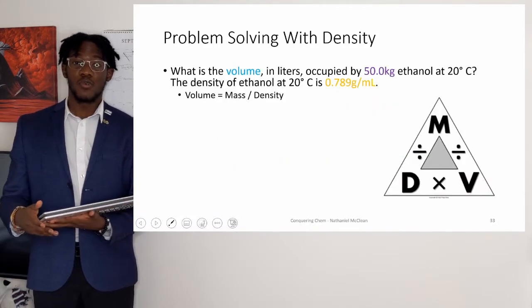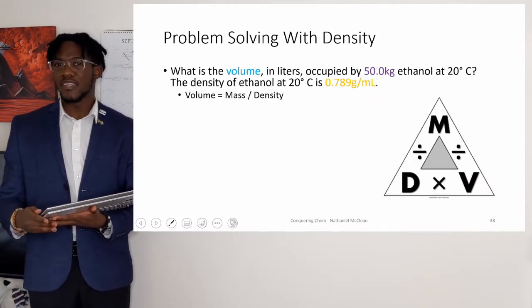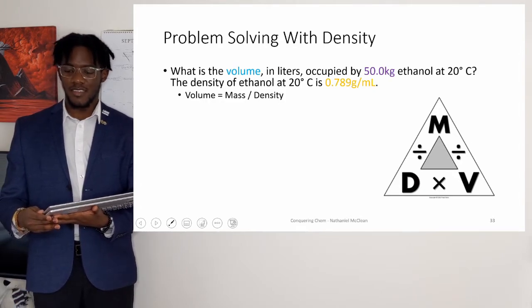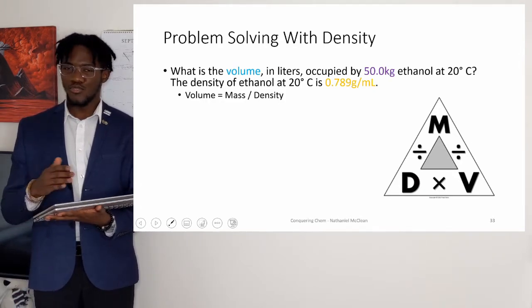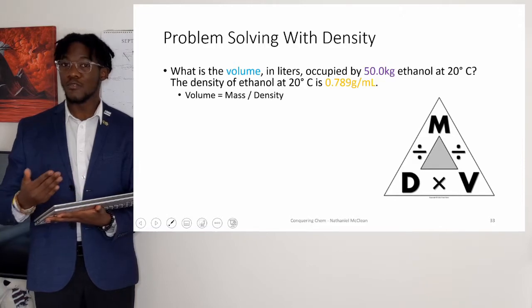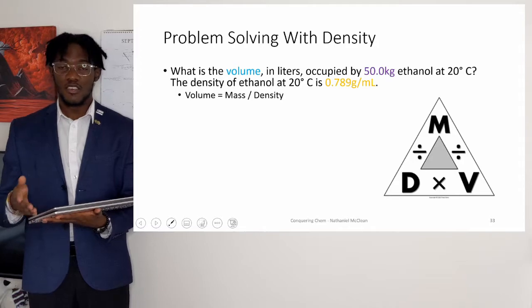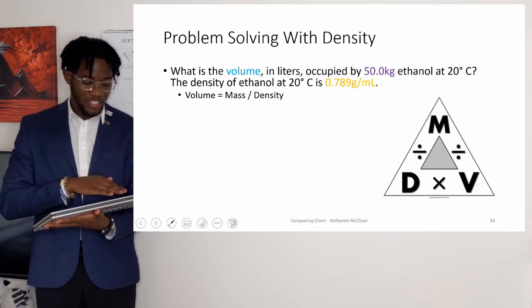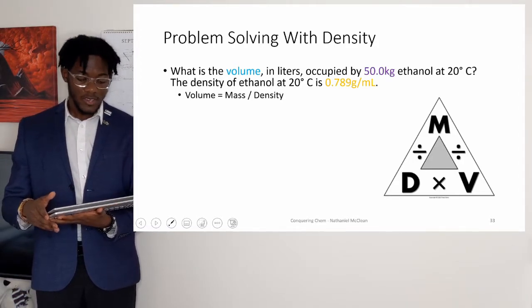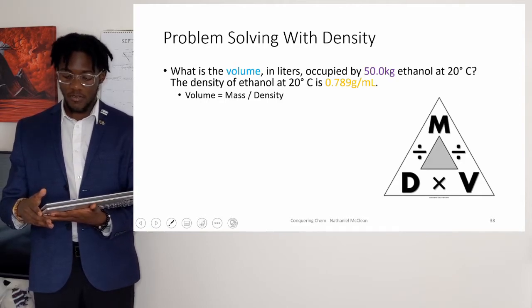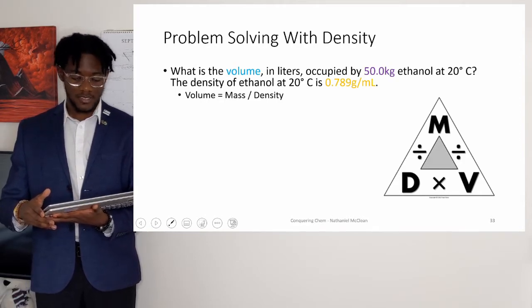Now, moving on to this question, a little bit simpler, but it can still be tricky depending on how you look at it. I would challenge you to try to do this question on your own. So if you want to, pause it here and then continue to see if you got the right answer. But continuing, the question reads, what is the volume in liters occupied by 50 kilograms of ethanol at 20 degrees Celsius?